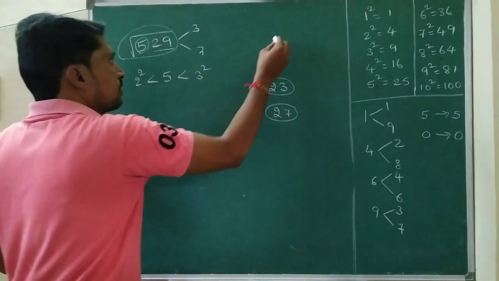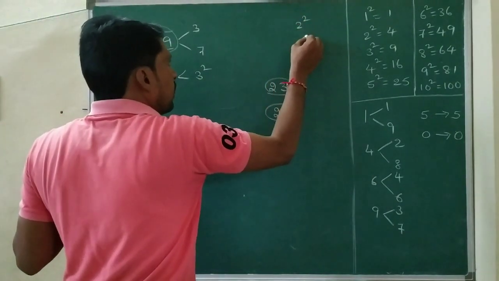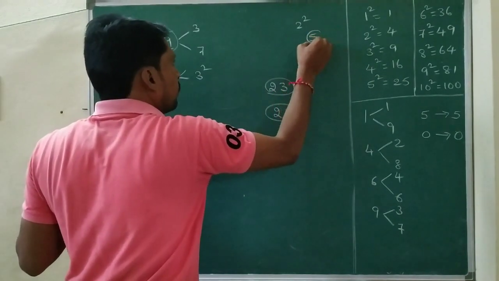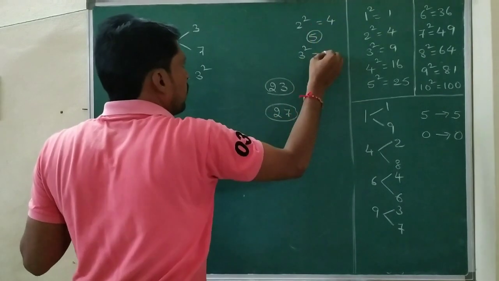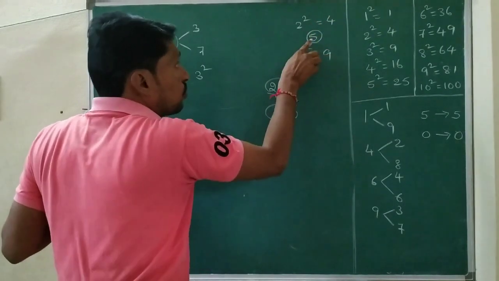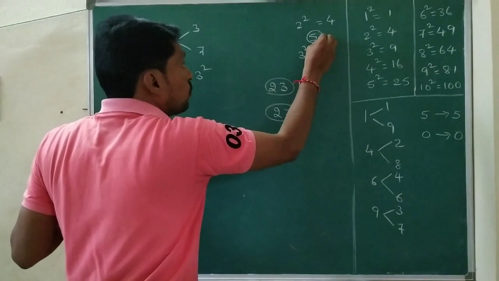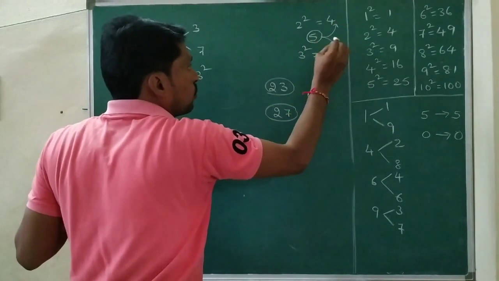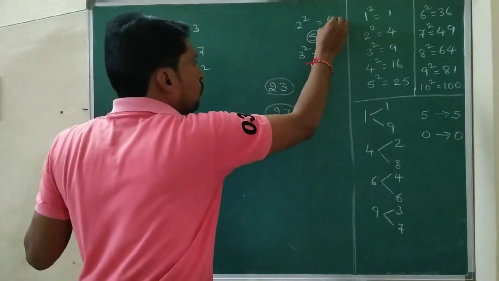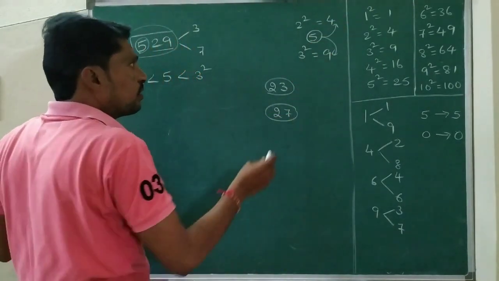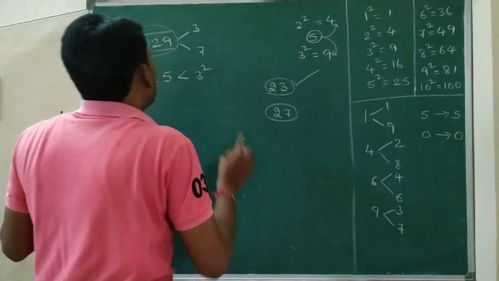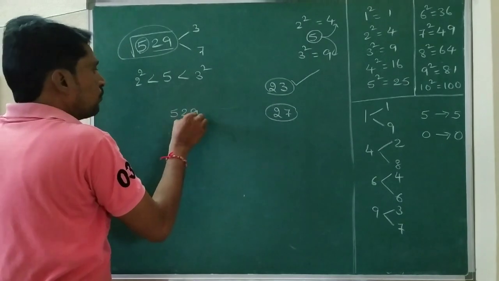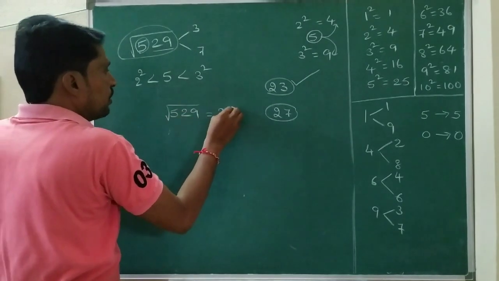Now we take 2 square and 3 square, and as usual the number is 5. 2 square means 4 and 3 square means 9. Is 5 nearer to 4 or nearer to 9? It is very near to 4 only. So when it is nearer to 4, the smaller digit is the square root value. Root 529 equals 23.